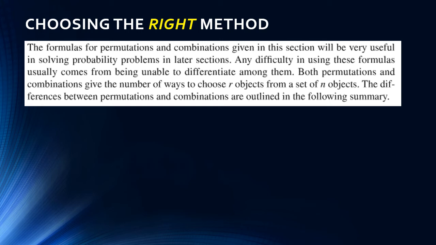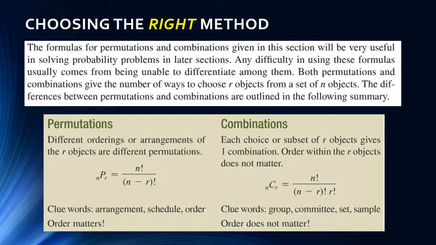The formulas for permutation and combinations given in this section will be very useful in solving probability problems. Any difficulty in using these formulas usually comes from being unable to differentiate among them. Both permutations and combinations give the number of ways to choose R objects from a set of N objects. The differences between permutations and combinations are outlined in the following summary.